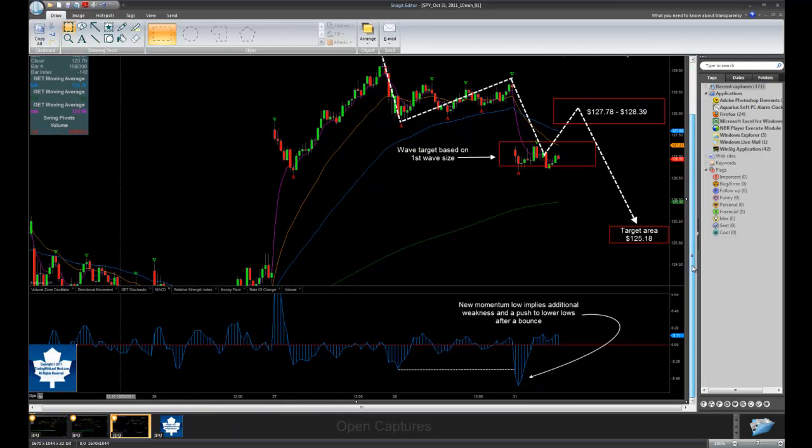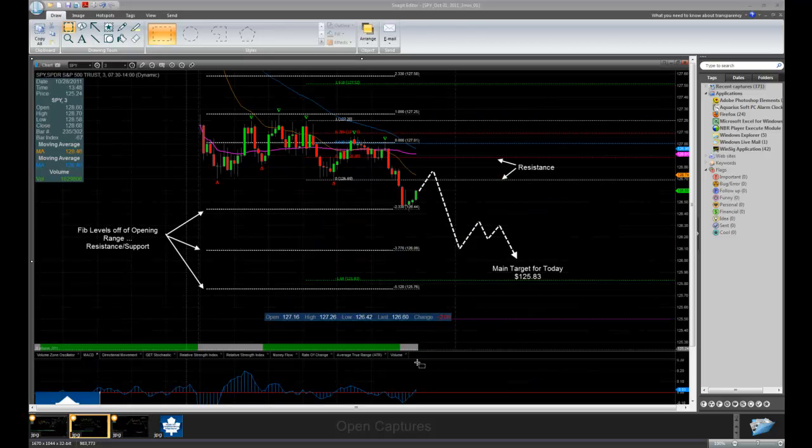And that made sense. It all made sense to me because this push down this morning created a big new momentum low, which after a corrective bounce implies that at the minimum you're going to retest the lows of the day and most likely push down to a new lower price. So it all sort of made sense to me.